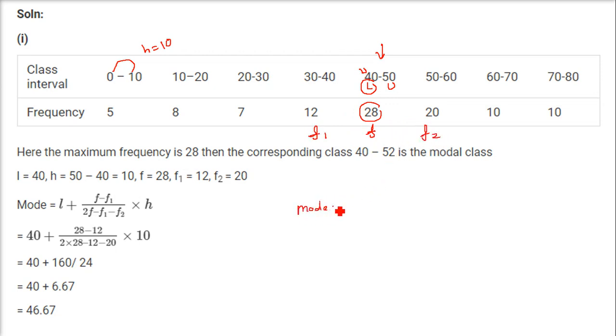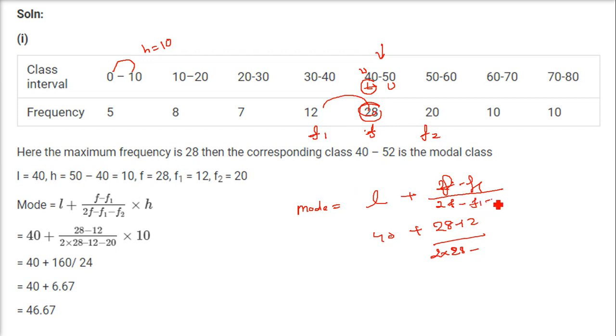So we'll use the formula of mode, which is equal to L, which is 40, plus (f minus f1) divided by (2f minus f1 minus f2), multiplied by h. So that is 28 minus 12 in the numerator, and in the denominator 2 into 28 minus 12 minus 20, multiplied by 10. When we compute this, we get 46.67.